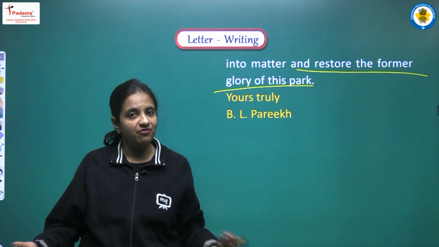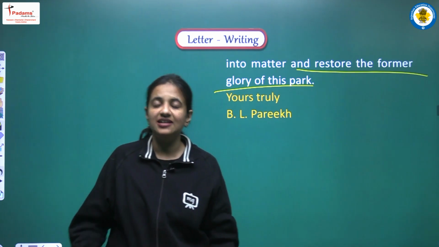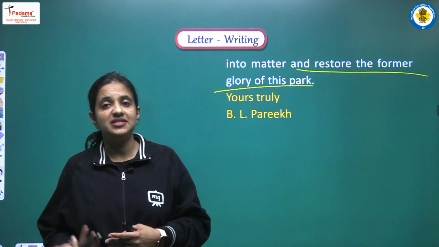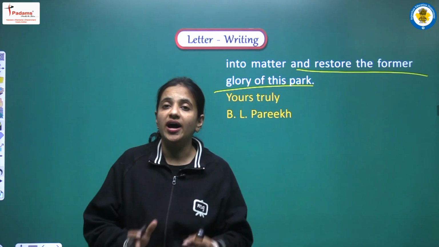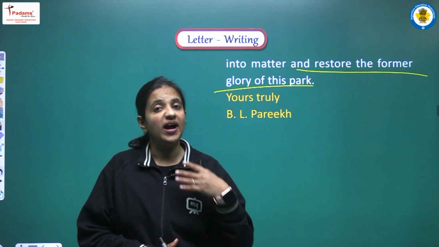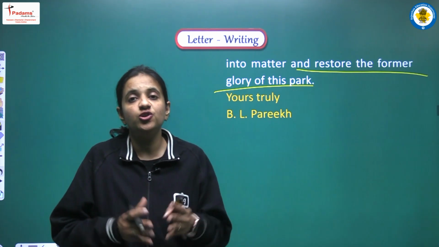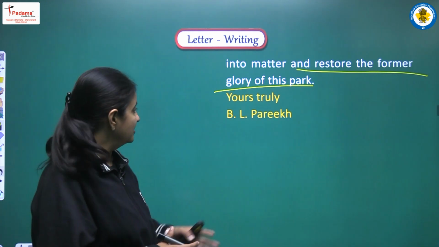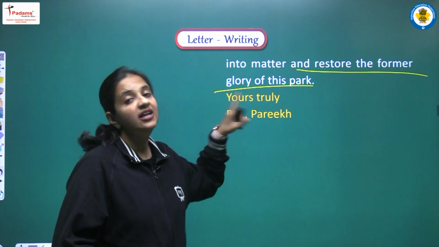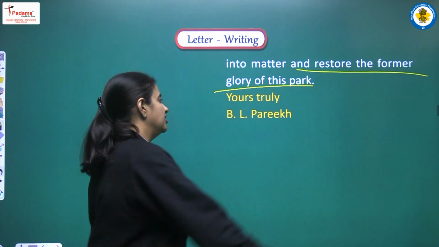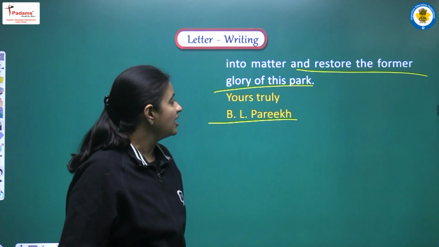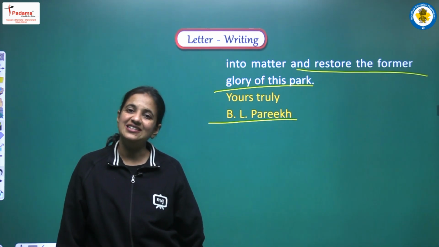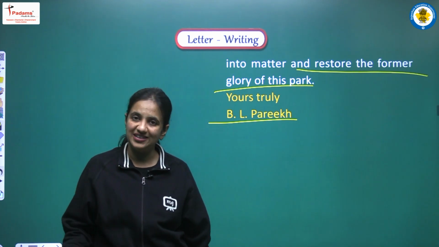Okay, so it's a perfect letter. We have covered all the things here. We have presented the problem in a very perfect manner, how the problem started, what the problem is, and why this problem is very urgent, and why he should look into the matter and sort all the things. And finally we are writing yours truly. The name was not given in the letter, so we can use any name. So we are writing B.L. Parikh. Clear? So in this manner we can write this letter. I hope this letter is also clear.